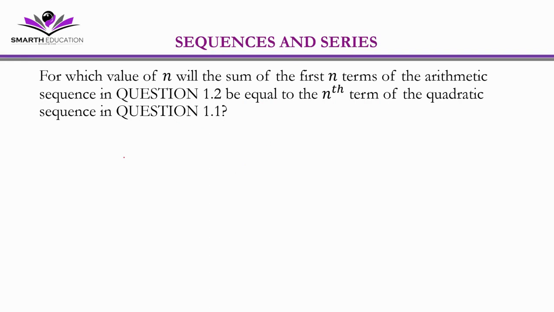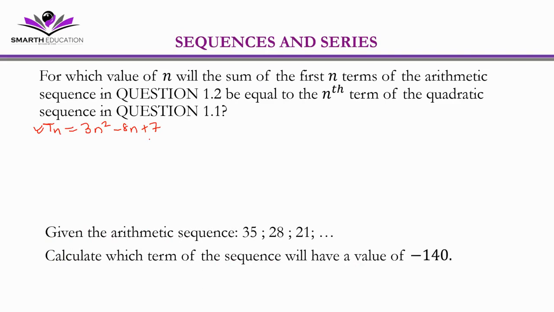Right, from question 1.1, we managed to find that Tn is equal to 3n squared minus 8n plus 7. This is the quadratic sequence in question 1.1. So it says, for which value of n will the sum of the first n terms of the arithmetic sequence in question 1.2 be equal to the nth term of the quadratic sequence in question 1.1. So this is the nth term for the quadratic sequence. Let's deal with the sum of the first n terms of the arithmetic sequence. This is our arithmetic sequence.